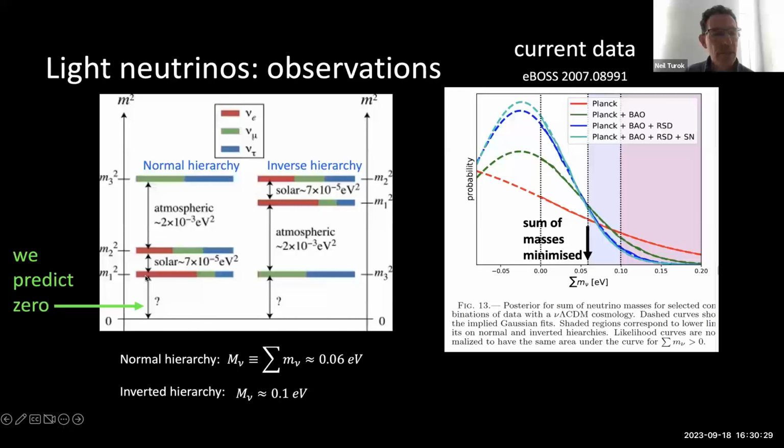And these are the measurements of neutrino masses. So we know two mass differences coming from atmospheric and solar oscillation experiments. Our prediction then is that the lightest one is zero, and that allows us to predict the sum of neutrino masses. And amazingly, this sum is about to be measured in galaxy surveys. Depending on the ordering of these neutrino masses, you have the normal hierarchy or the inverted hierarchy. So there are two numbers which are predicted. Probably more likely is the normal hierarchy, in which you get the smaller number.